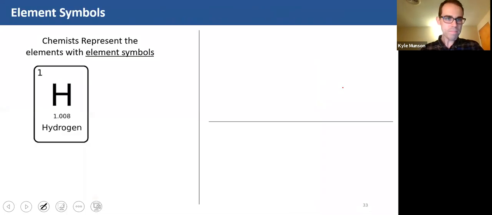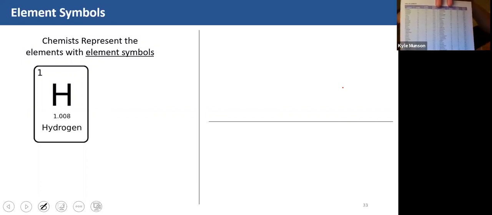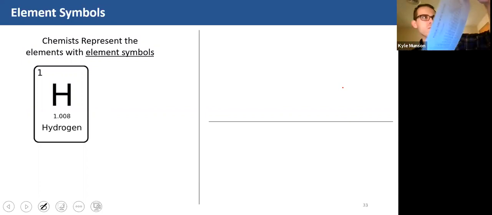So how do we represent elements? Well, chemists represent elements with element symbols. So if you grab a periodic table, like this one, this is what you're going to be using throughout the semester. And I believe the periodic table in your book should have a list of all the elements on the back of it. So you can use this as reference.